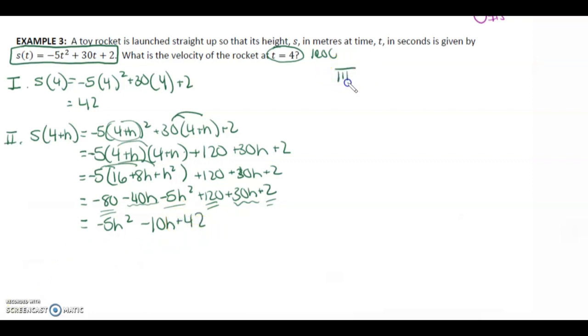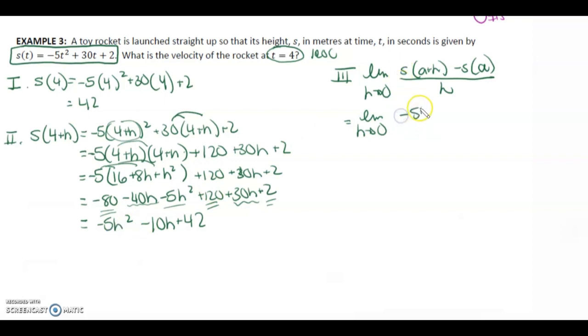Okay, now step 3, we are going to sub this in to the limit as h approaches 0 of s at a plus h minus s at a all over h. Okay, so the limit as h approaches 0, so we're going to sub in s at a plus h, which is negative 5h squared minus 10h plus 42, and then minus s at a, which is 42, so minus 42, and this is all over h. Okay, 42 and negative 42 cancel out.